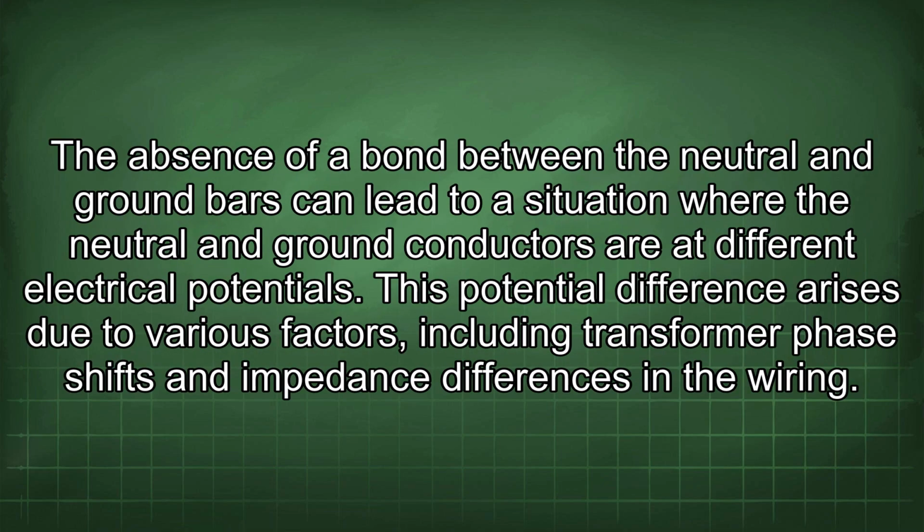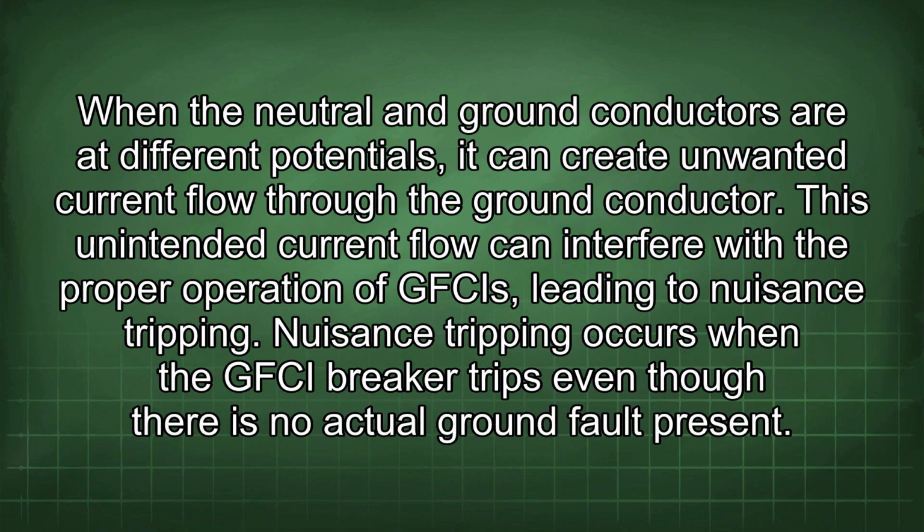The absence of a bond between the neutral and ground bars can lead to a situation where the neutral and ground conductors are at different electrical potentials. This potential difference arises due to various factors, including transformer phase shifts and impedance differences in the wiring. When the neutral and ground conductors are at different potentials, it can create unwanted current flow through the ground conductor. This unintended current flow can interfere with the proper operation of GFCIs, leading to nuisance tripping. Nuisance tripping occurs when the GFCI breaker trips even though there is no actual ground fault present.